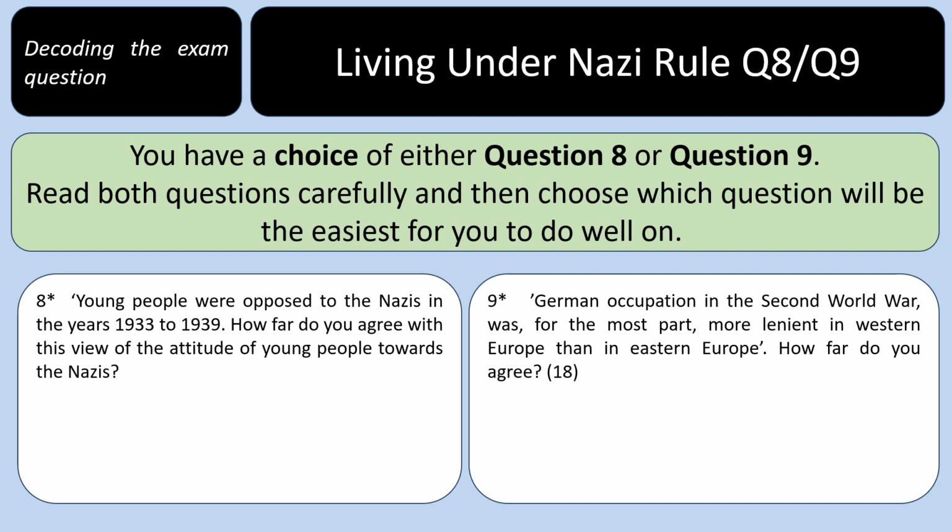Okay, so we're just going to have a look at these 2 example questions in this video. So one question would be, young people were opposed to the Nazis in the years 1933 to 1939. How far do you agree with this view of the attitude of young people towards the Nazis? Or, German occupation in the Second World War was, for the most part, more lenient in Western Europe than in Eastern Europe. How far do you agree?